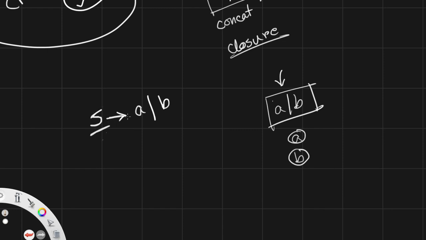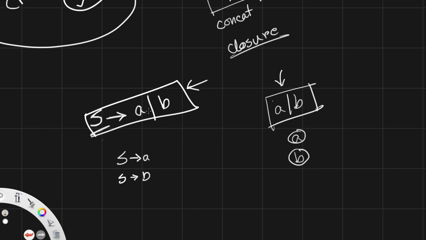So S can be converted into A or S can be converted into B. This grammar, by the way, is actually two production rules. This is not a single production rule. I have written two production rules, S → A and S → B, together in this one line. So they are just two production rules. Anyway, these two rules can simulate the OR operation.